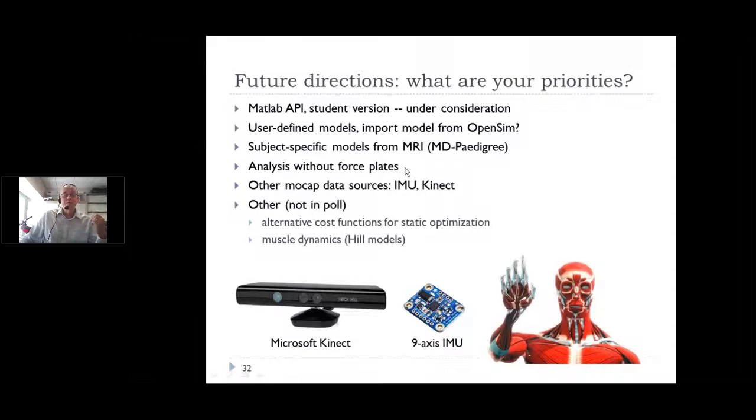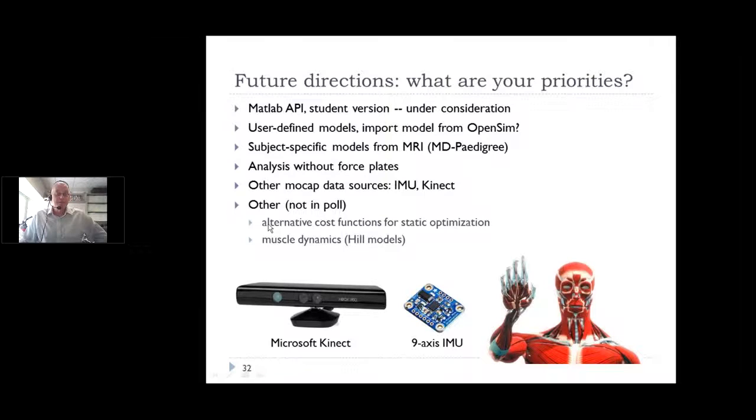Then we can also go to more, I would say, less expensive laboratory environment, or maybe even outside the laboratory, where we want to do things without force plates. Or instead of camera-based motion capture, we may want to use inertial measurement units or something like Kinect. That would require a lot of research because we don't even know how good that would be if you tried that. And so these 5 we're going to have in the poll, so you can vote on those.